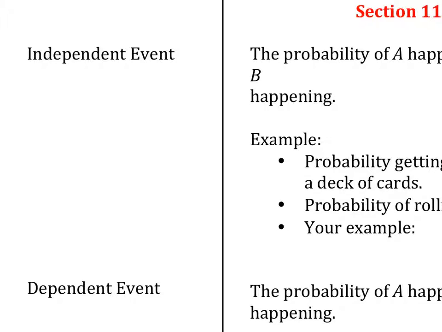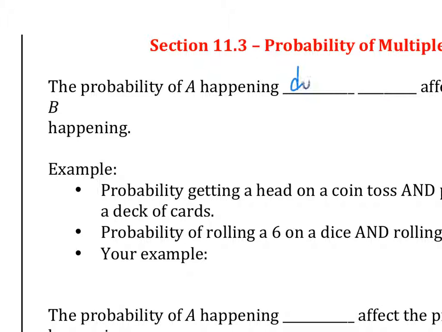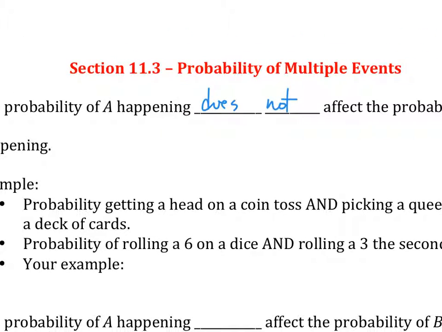Okay, there are two different kinds. One is called independent event, and the other one is called dependent event. So I'm going to tell you what I mean. Independent event means the probability of A happening does not affect the probability of B happening. Whatever happens to A doesn't affect B.